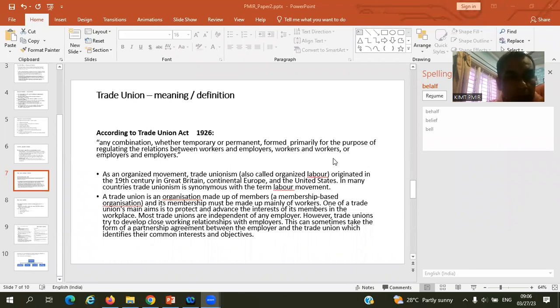We plan to discuss trade union: meaning, definition, how functions, recognition. These are all in your syllabus. We'll discuss that.